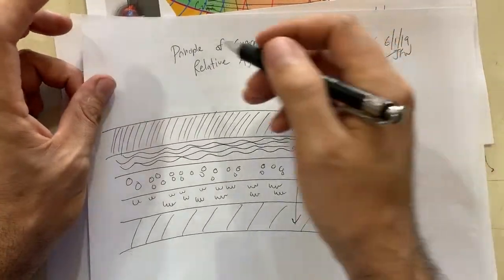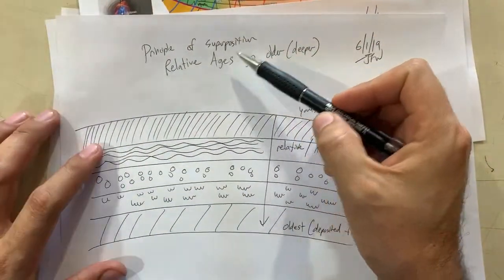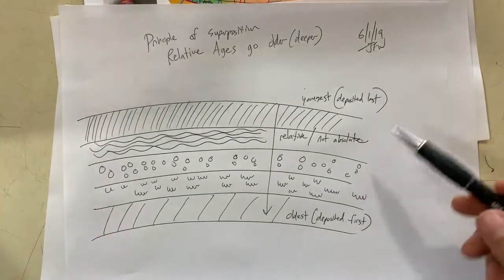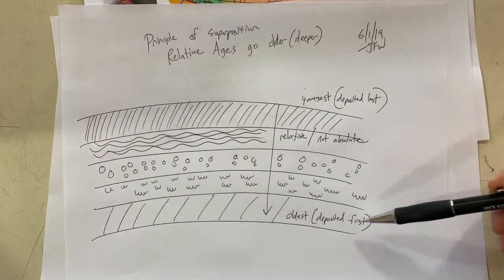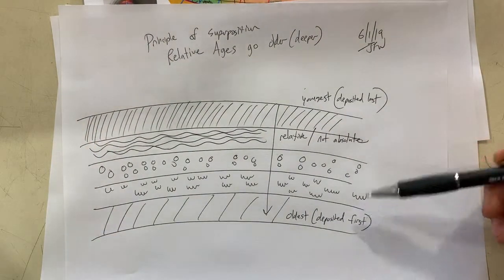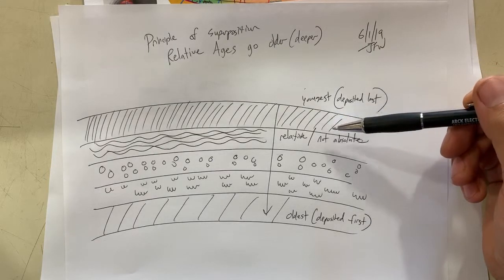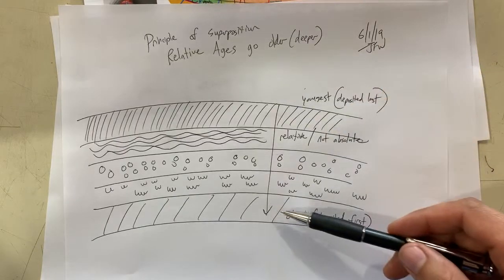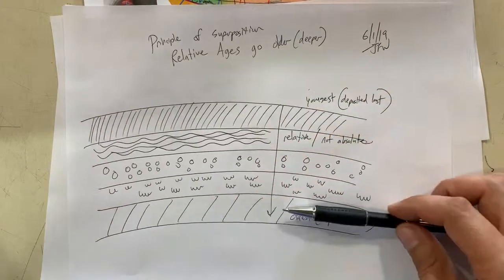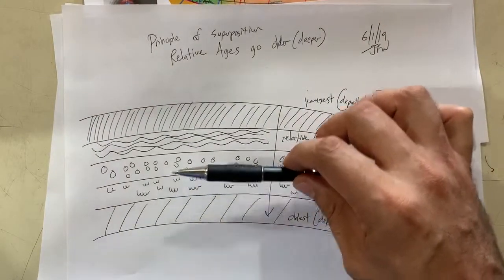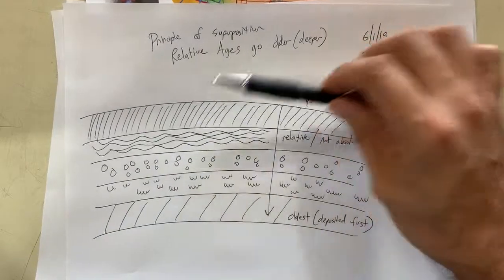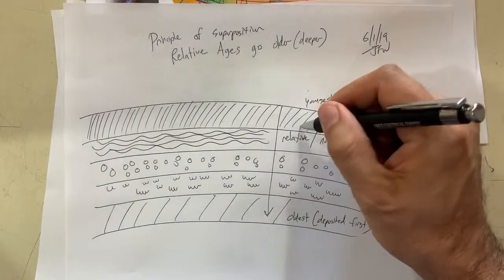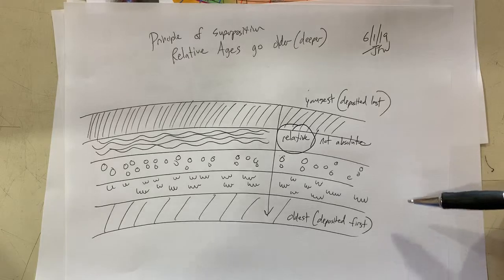So basically, the principle of superposition in geology is the older you go, the deeper it is. So think about something that deposits on the ground. If something's forming, it'll be the first layers on the bottom that form first, and then subsequent layers that come on after that. So it's a relative dating method. It's not absolute.